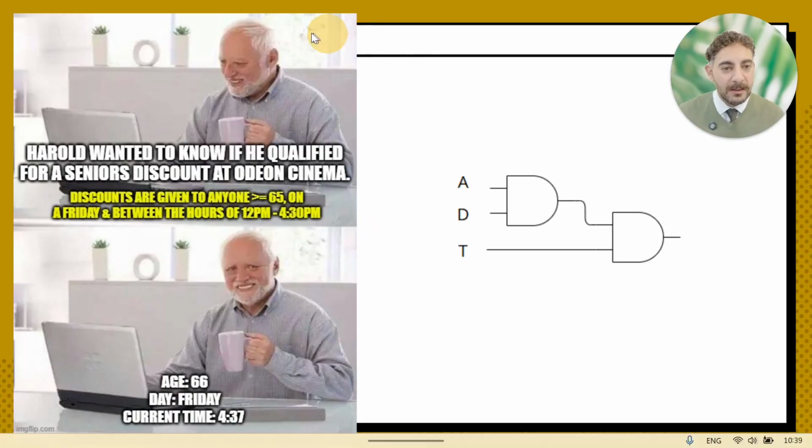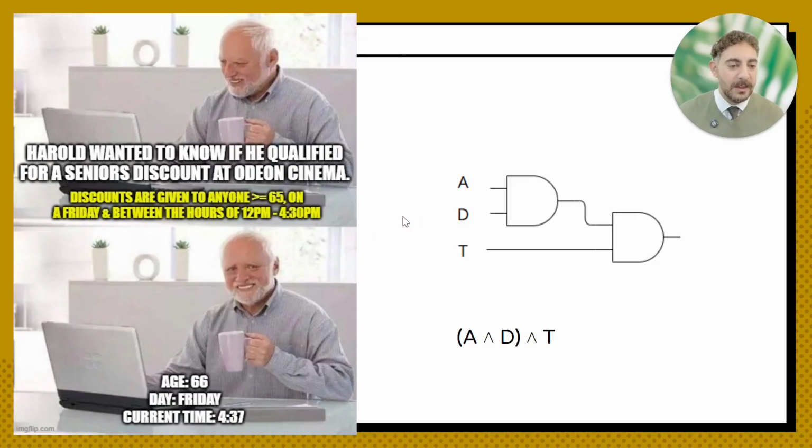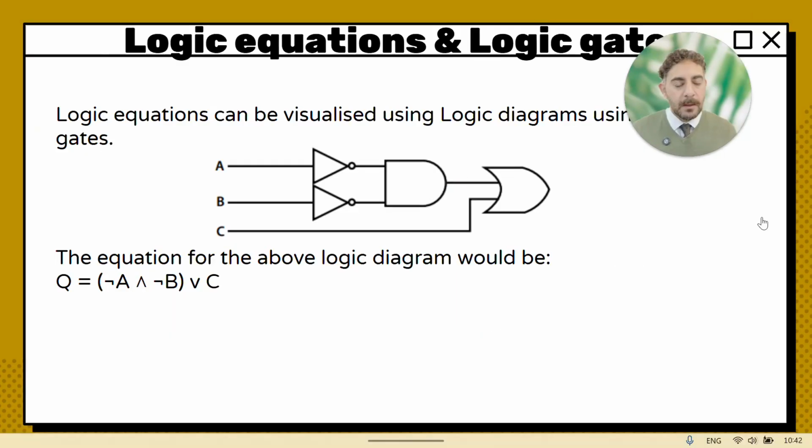So we can produce that using logic circuitry like this, and as an equation it would look like this. So this would mean that both the user's age, which is represented by A, the day represented by D, both have to be true, and if the time of day is also true alongside those conditions, then the output should be true, that the user gets a discount. So this is a logic diagram and equation. Let's create a truth table to visualize the outputs that would occur based on the possible inputs.